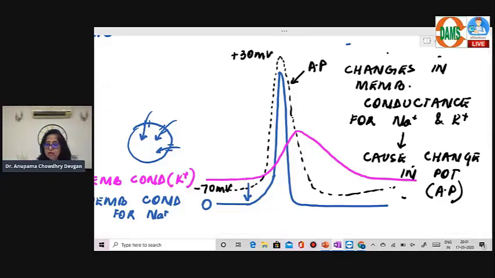Okay? Changes in membrane conductance for sodium and potassium will result in changes in potential, which I have shown you over here as an action potential. Right? Now, this is as far as the change in membrane conductance for sodium and potassium is concerned. And I'm going to discuss this with the help of a question here.